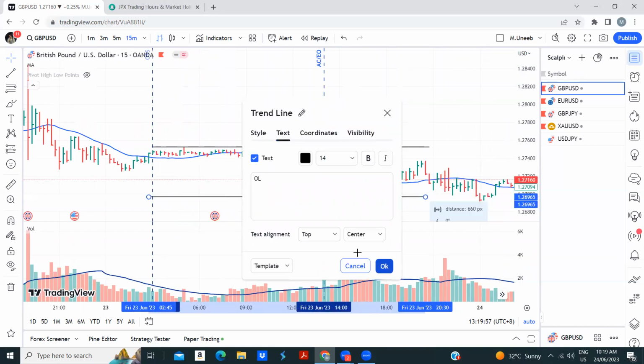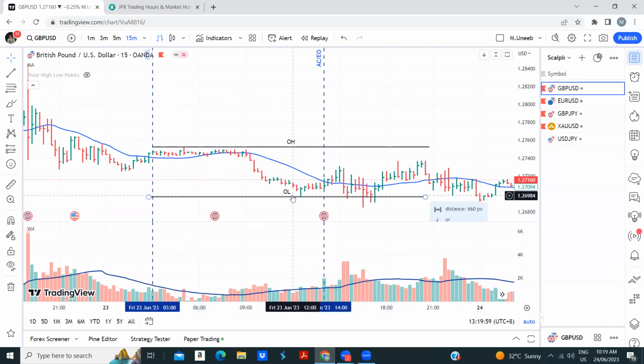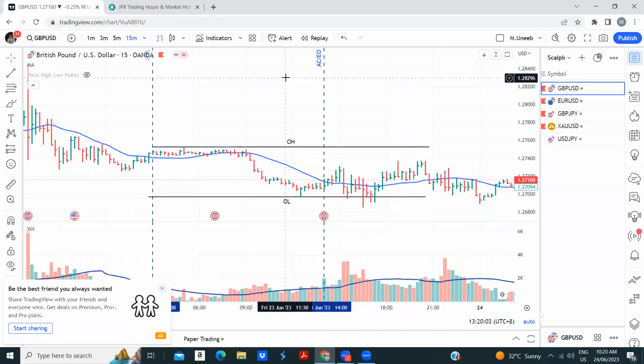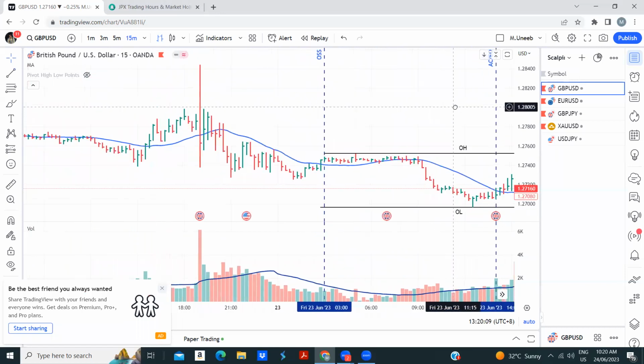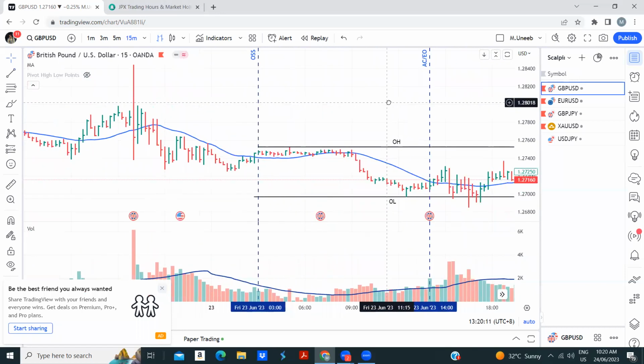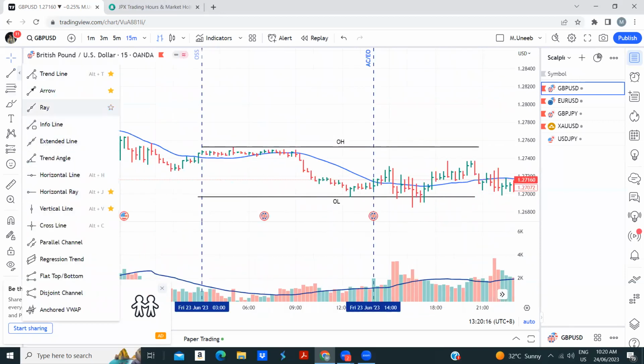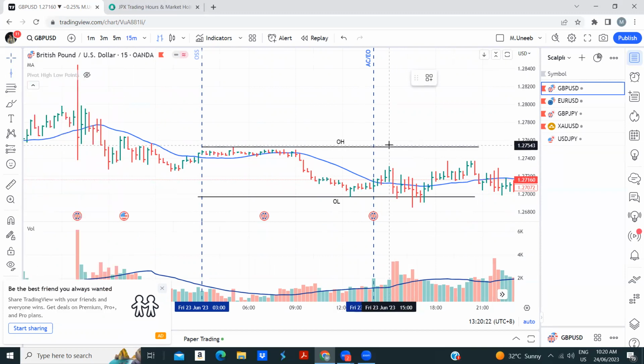After OH and OL, what do you want to see? I mean, what do you want to do? You have to see what the price is doing between this OH and OL, right? This is a range here. Am I right? Okay. And where is the London Open? I almost forgot the London Open. London Open is 15.